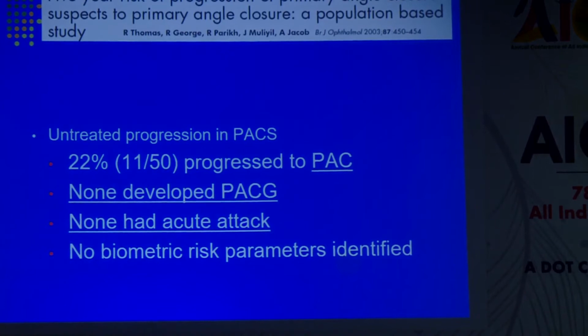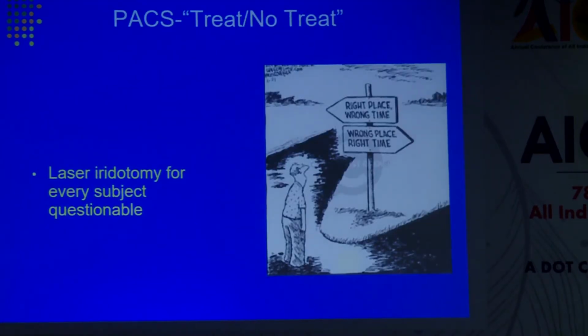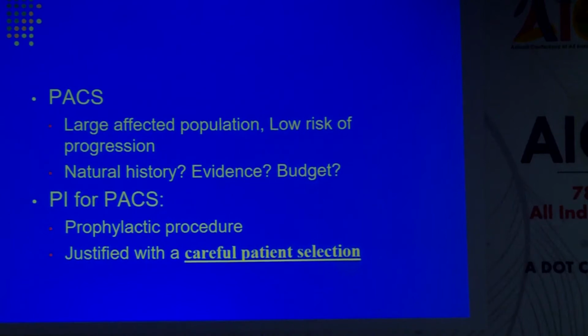What is the risk of progression? The study by Ravi Thomas et al. found that around 22% of patients progressed to primary angle closure, but none of them developed an angle closure attack, none of them developed PACG, and there were no biometric risk factors that were identified. So laser iridotomy for every subject with PACS is questionable. We should not be treating everybody probably, because of the large affected population and the low risk of progression. We don't know the natural history, the evidence, and the budget also is not there.